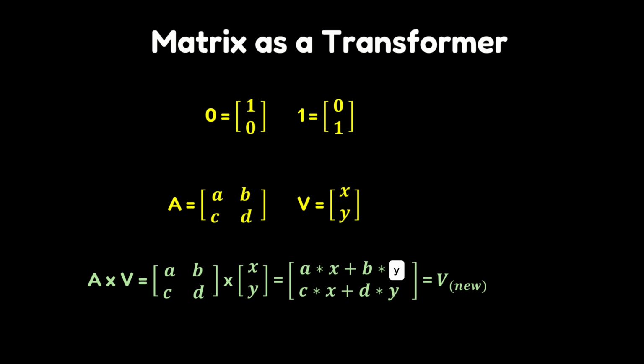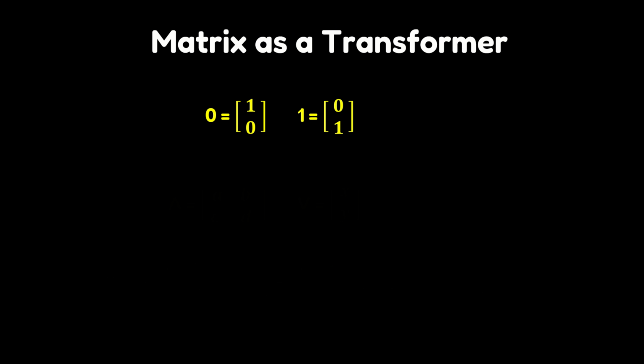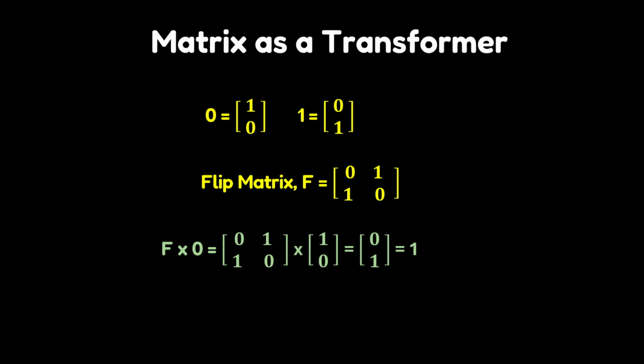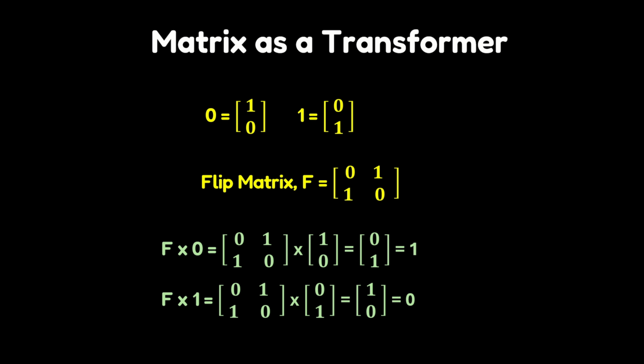Now let's see an actual concrete example. Consider a very simple 2 by 2 matrix. We call this our flip matrix, which is F equals [[0, 1], [1, 0]]. In this matrix, row 1 says ignore the first number and take the second number, and row 2 says ignore the second number and take the first number. So what happens if we feed in the vector (1, 0)? The output becomes (0, 1), and if we feed in (0, 1), the output becomes (1, 0). So our flip matrix transforms state 0 to state 1 and state 1 to state 0.